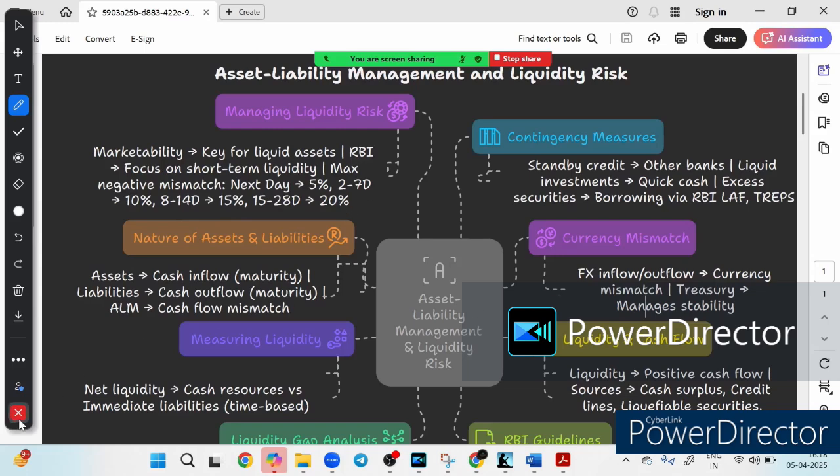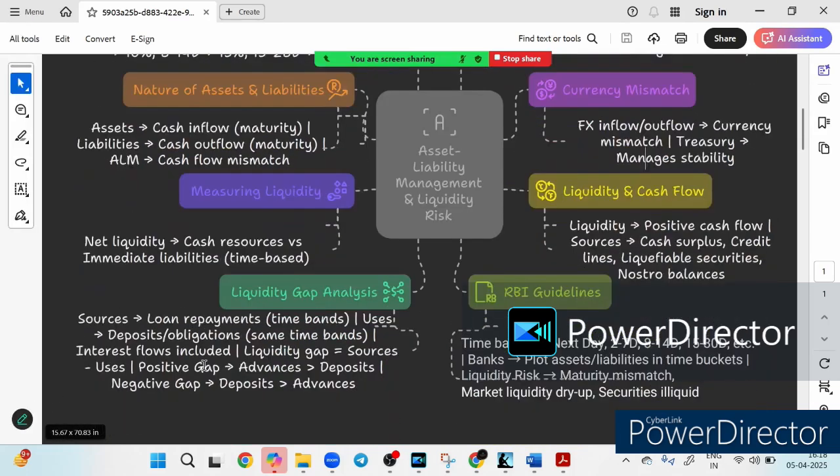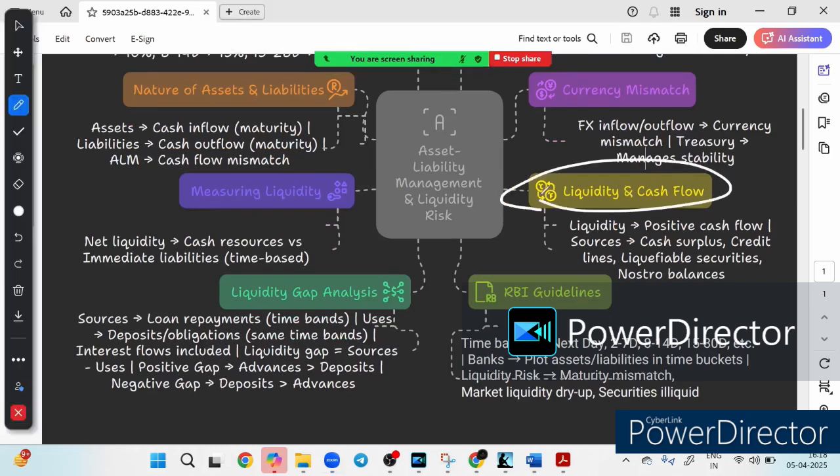Now friends, let's look at the liquidity and the cash flow. Here you can see, let's talk about this liquidity and the cash flow. Basically, a bank with a positive cash flow is in a strong position. Obviously, if it is a positive cash flow, it means a strong position. And what are the key sources of liquidity?